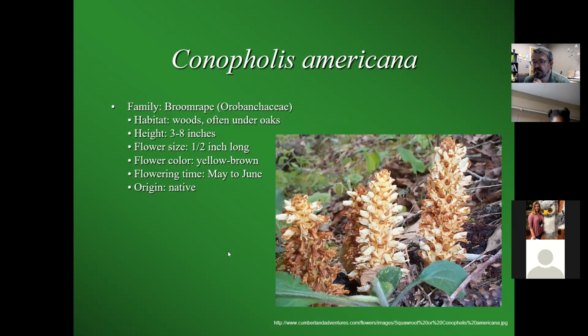Okay, this is a native plant in the eastern United States, so it is possible to come across in Mississippi if you're looking at the right time when it's reproducing like this and it pops up out of the ground.